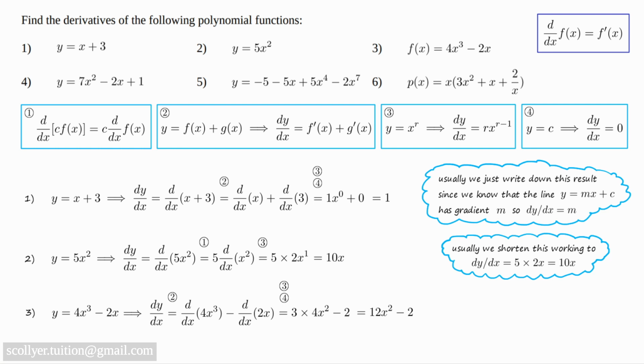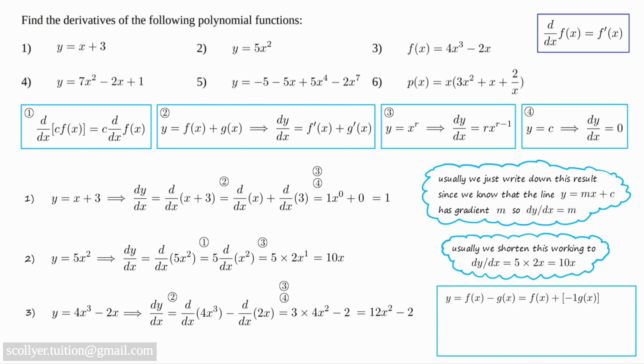In this problem, we have relied on rule 2, even though we are subtracting two functions rather than adding them. And we can show that we can do that as follows. If we have y equals f of x minus g of x, we can rewrite that as f of x plus minus 1 times g of x.